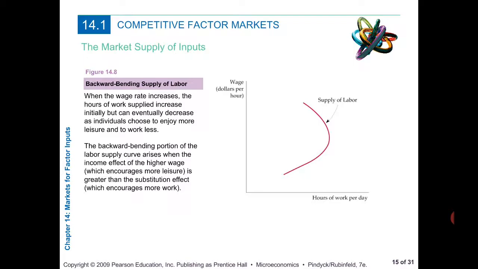All right, but the input market has a special case. Among all inputs, labor demonstrates a different behavior. When you pay a higher wage, labor tends to offer fewer labor hours, right? This phenomenon is called the backward bending supply of labor.